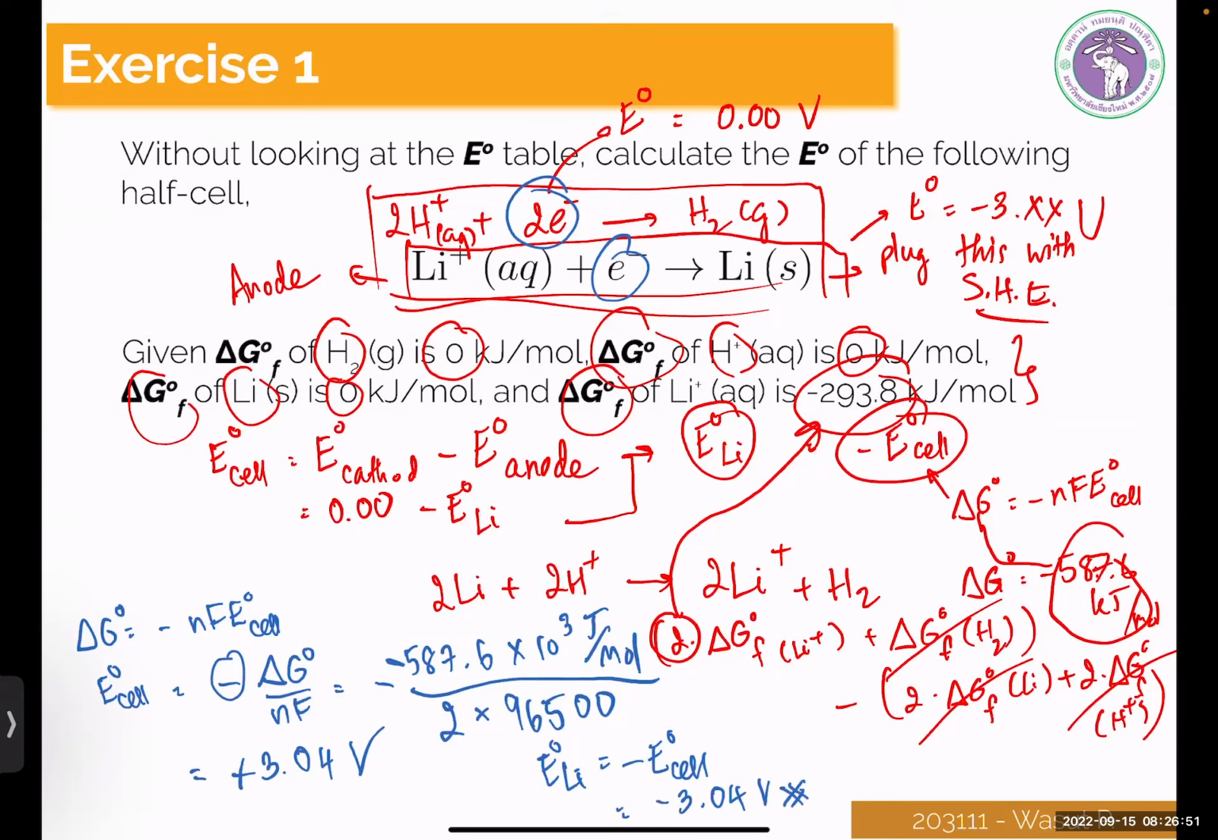Okay. So if you want to verify this, you can take a look at the standard reduction potential table here, and you know that this is the number that you should get. It's actually around that number. So this is how I calculate from this example. Okay? Any questions? All right, looks like there aren't any questions.